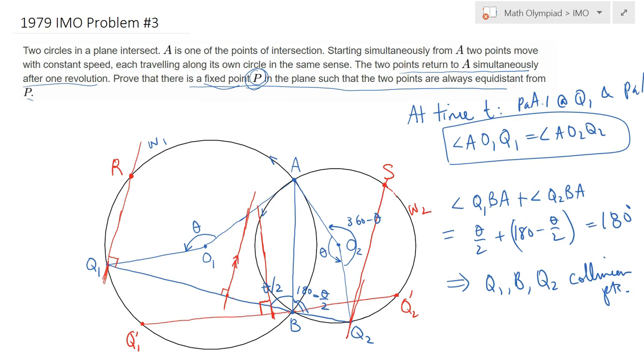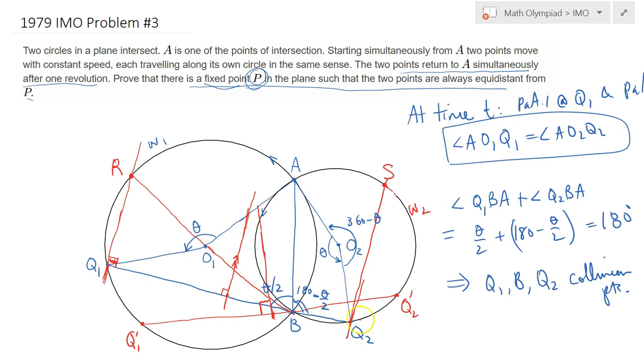So what's going on? Hey, the perpendicular. Wait a second. First, let's look at R and S. Seems like R, A, S are collinear. Are they really? Let's test it. First of all, because we have a 90-degree angle here, RB is a diameter, because the diameter will go through the center of that circle. So R O1 B is a diameter.